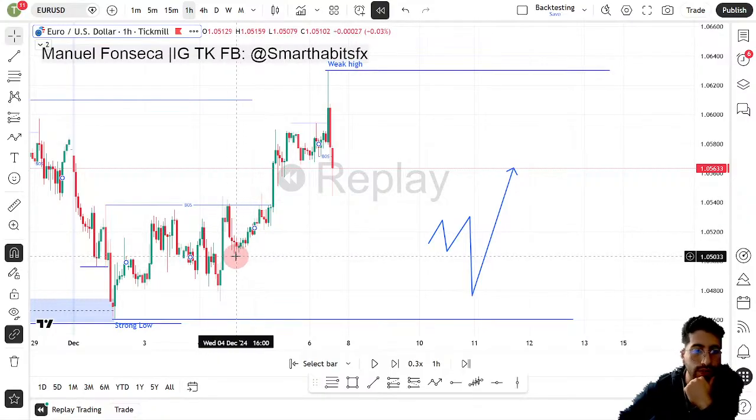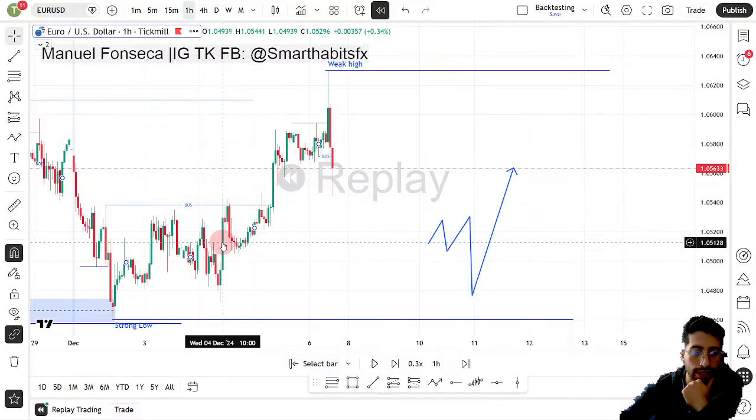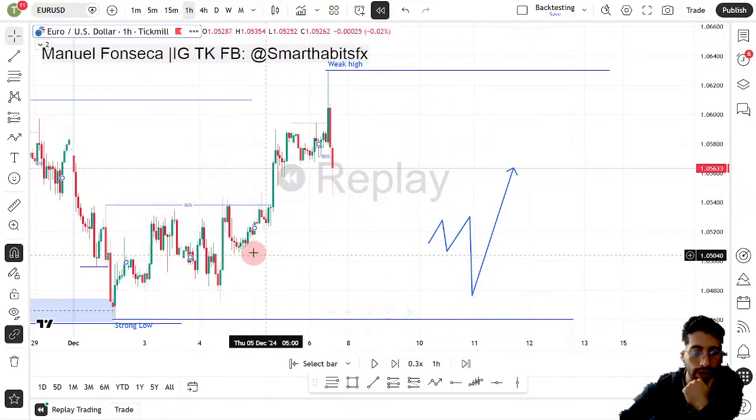This low, does it confirm the previous aspects? Not at all. Because it has a break of structure, a BOS here, yes. But if you see, it is reacting to an imbalance. That's the first thing. And the second one, we don't have a clear liquidity sweep. So we ignore this one.